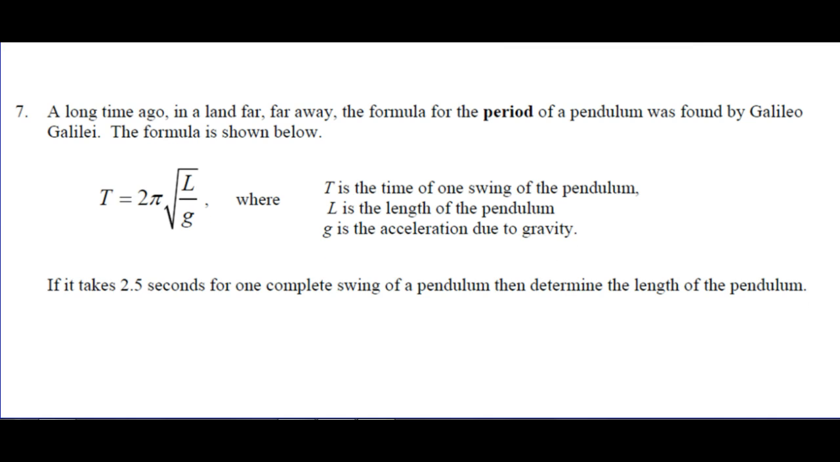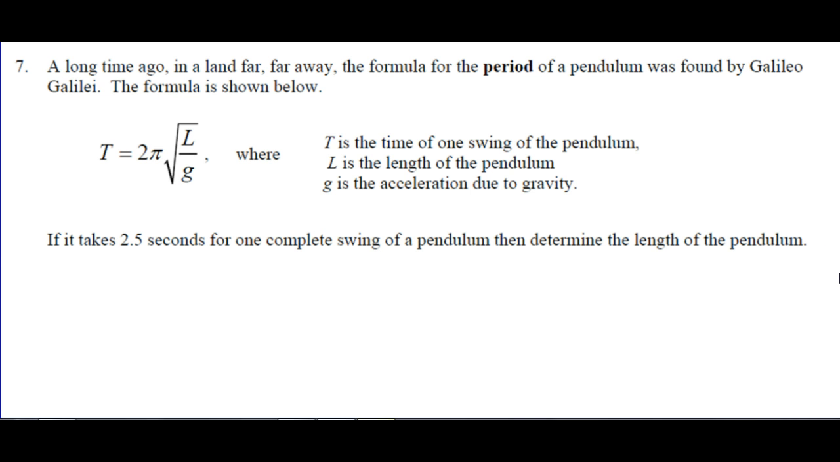A long time ago, in a land far, far away, the formula for the period of a pendulum was found by Galileo Galilei. This formula is shown below. T is equal to 2 pi times the square root of L over g, where L is the length of the pendulum and g is acceleration due to gravity. If it takes 2.5 seconds for one complete swing of a pendulum, then determine the length of the pendulum.